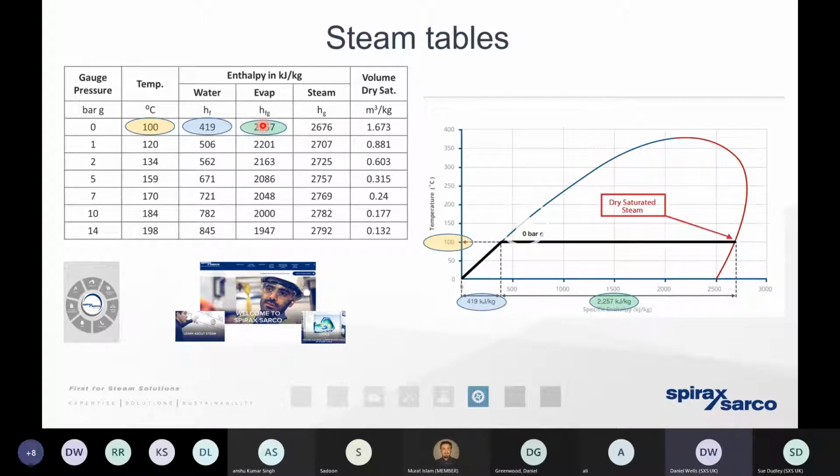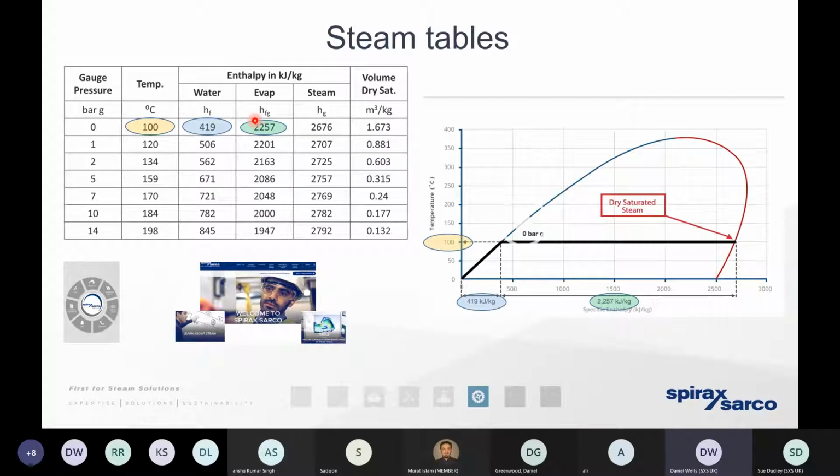But when there's a release of heat energy, when the steam gives up its latent heat, there isn't a change in the temperature. In other words, the condensate is going to exist at exactly the same temperature and at exactly the same pressure as the steam.